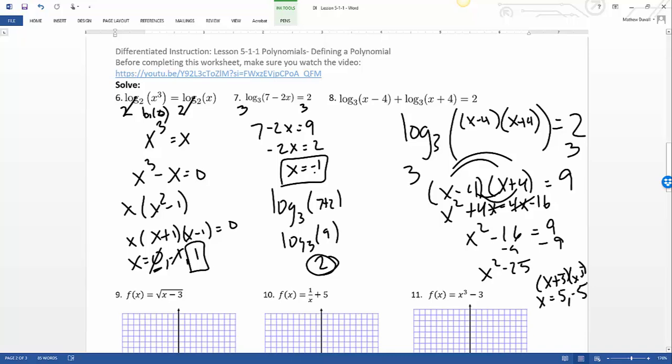So now testing them. If I plug in positive 5, 5 minus 4 is 1. 5 plus 4 is 9. Okay, it's positive, it works. If I plug in negative 5, minus 4 is negative 9. You can't have a negative inside of a log, so you have to reject it. And so my answer is going to be that x equals 5.